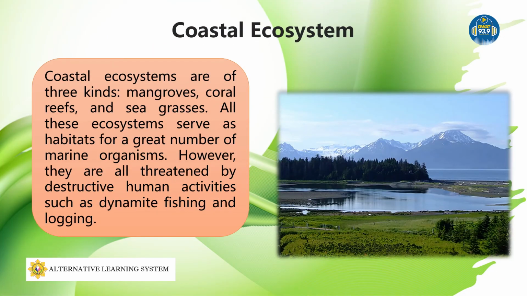Coastal ecosystem. Coastal ecosystems are of three kinds: mangroves, coral reefs, and seagrasses. All these ecosystems serve as habitats for a great number of marine organisms. However, they are all threatened by destructive human activities such as dynamite fishing and logging.